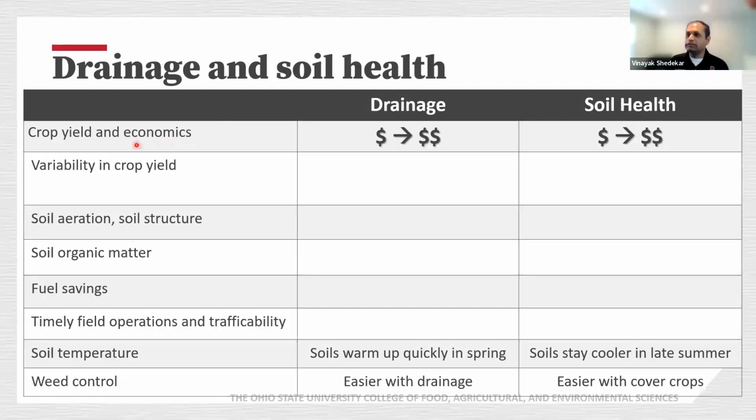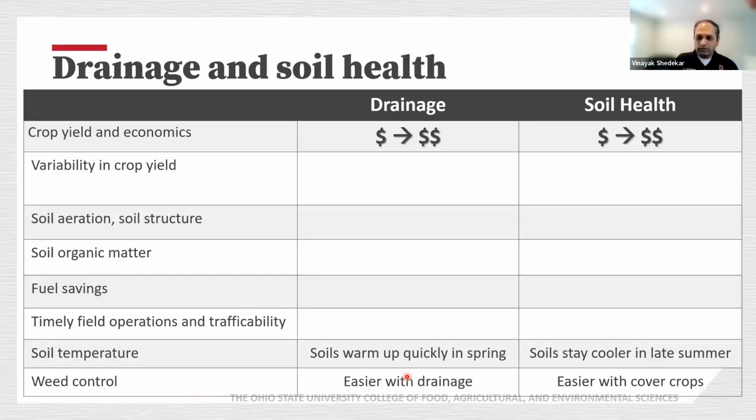So what you see is, let's start down here. Soil temperature, you know that if you have a drainage system, you tend to warm up soils in spring, probably faster than what undrained soil would do. Flip the coin. If you have a healthy soil with residue and no-till system and cover crops, that soil actually tends to stay a lot cooler in late summer, which is also something that you would want from water conservation's point of view. So kind of a really good working relationship between the two.